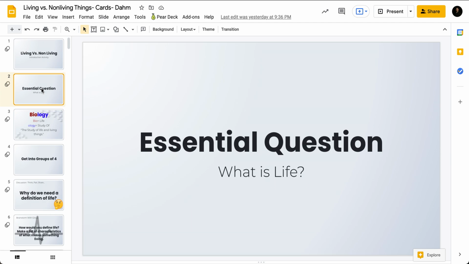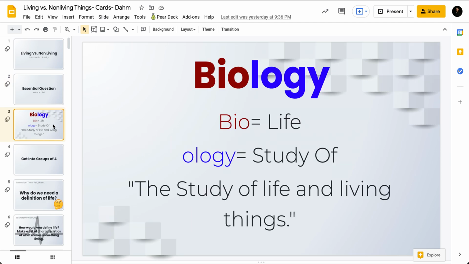When you look at biology, biology can be broken down into two parts, the prefix and the suffix. This is a neat trick that we're able to use a lot in biology, and that is to break words down into prefixes and suffixes to understand what they mean. So biology is broken down into bio and ology. Bio means life, and ology is the study of. So it's the study of life. If you think about words that end in ology, that's always referring to the study of something.